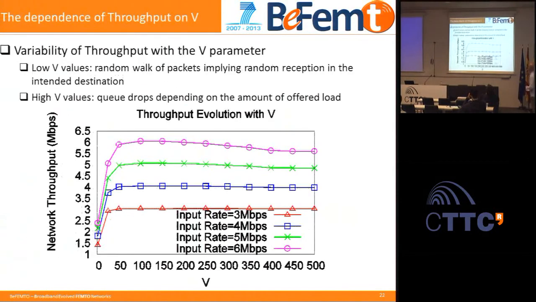So coming back to this graph, this is what we have seen. Basically, low V means random walk of packets through the backhaul. Medium V seems okay. We achieve a good trade-off between both components, Lyapunov drift and penalty function. With very high V, be careful if you increase the overhead load. You can experience CSMA congestion and so Q drops.